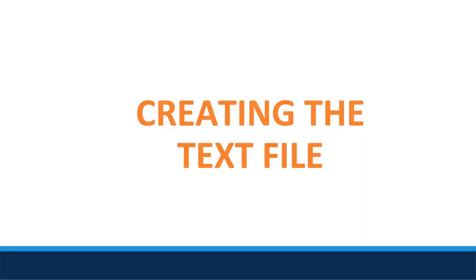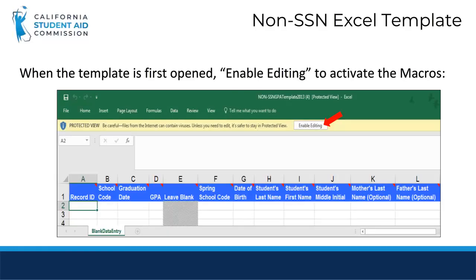Now we will review creating the text file. This screenshot is what the blank template looks like. It is a very large file with columns ranging from letter A through letter X. The template is macro enabled, which means there is a mini program built into the spreadsheet. The macros format the data to help ensure that the text file meets the specifications for upload acceptance. And the macros also convert the Excel file to an upload-ready text file, .txt.